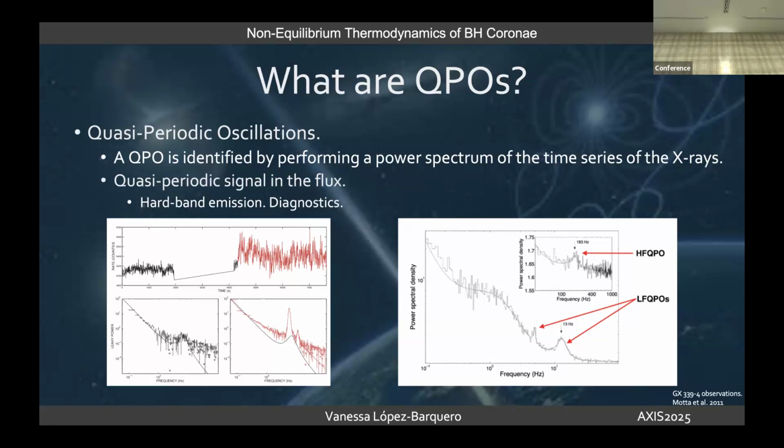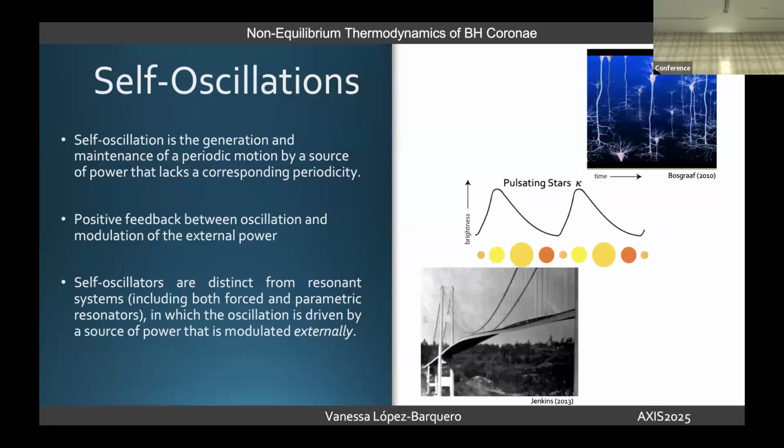So now, from that, how do we go to non-equilibrium thermodynamics, and how do we incorporate it into the physical picture that we want to get to? The piece of physics that I'm introducing here is the concept of self-oscillations. The nice thing about self-oscillations is that they can generate and also maintain periodic motion by a source of power that doesn't have that periodicity. So it's intrinsically different from something we know, like resonance systems, for example forced or parametric resonators, where the source of power has that periodicity and then just puts it into the system itself. But for self-oscillations, the source of power doesn't need to have a periodicity. The system will take that power and then drive these oscillations. So that's the key part.